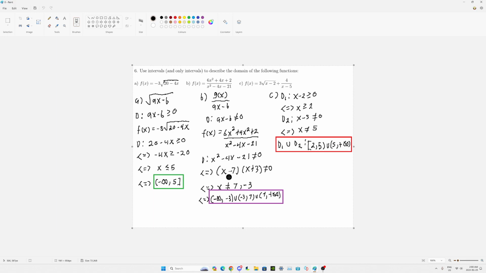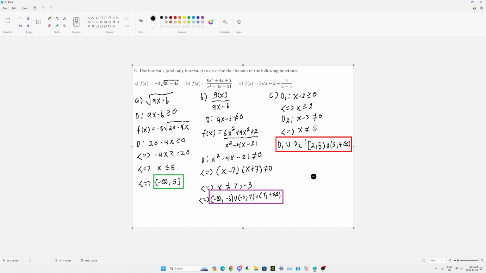Since we're only not including those values, and the original domain was over the reals, that means our complete domain is just going to be negative infinity to negative 3, union negative 3 to 7, union 7 to positive infinity, right? So the next one.